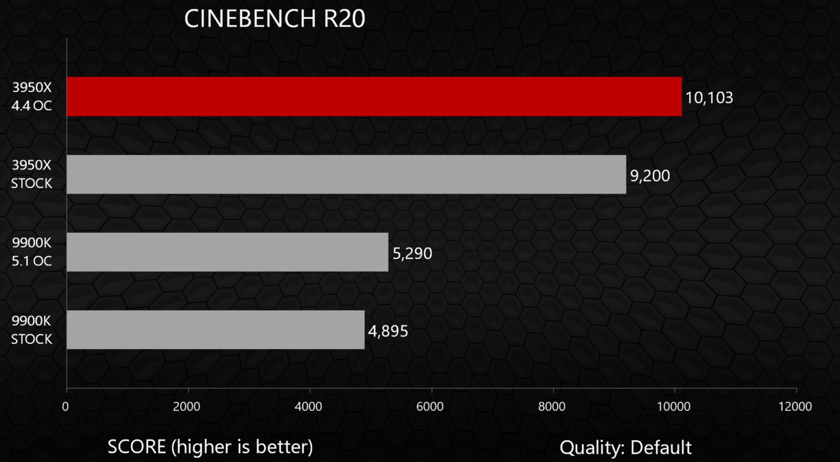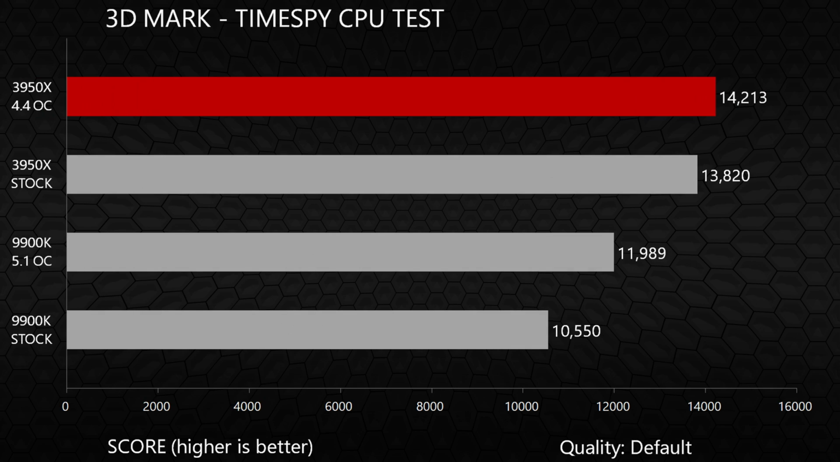Looking only at multi-core performance in Cinebench R20, the overclocked 3950X performs about 10% faster, which is a similar result to what we're seeing with Cinebench R15 and Blender. 3DMark TimeSpy really didn't benefit much from the overclock, definitely not as much as the other tests so far. We're seeing an overall increase of just a few percent.